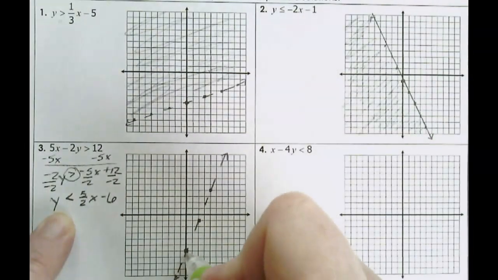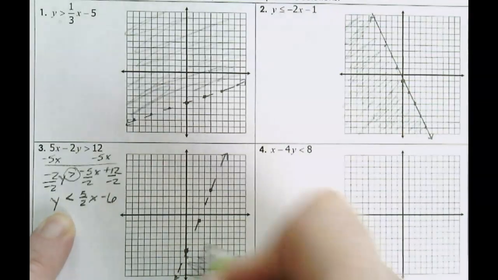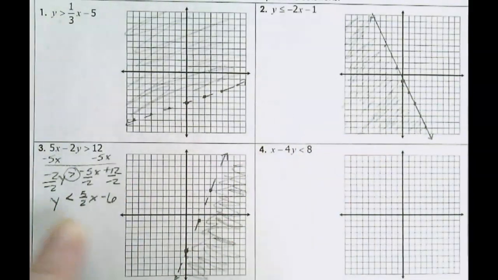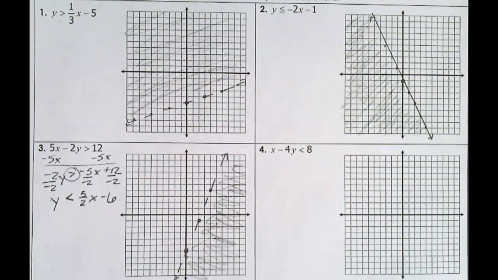So I'm going to go back to my y-intercept. I'm going to move down, and then I would shade everything on this side of the line. And all of those shaded spots, those coordinates, everything underneath the shade is my solution. I could pick any of them, plug it back in, and it would be true.